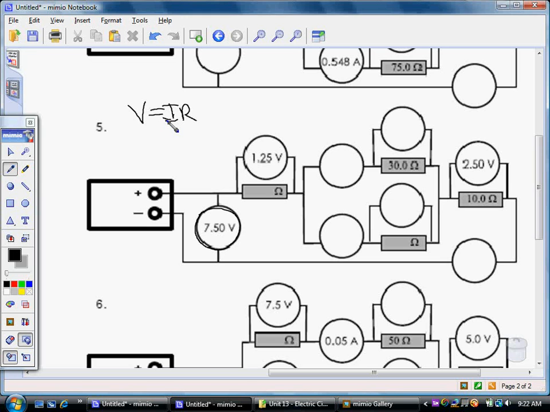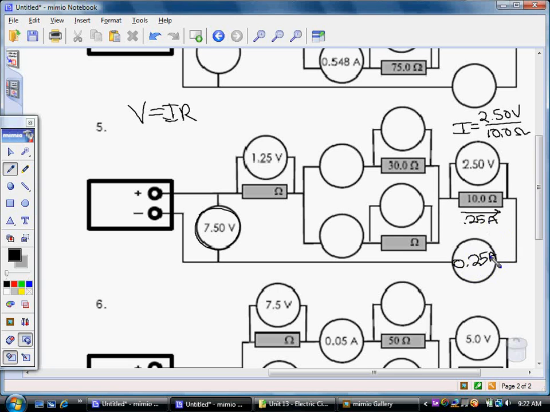So if I want the current that's going through this resistor, all I do is I take I equals V over R, which is going to be 2.50 volts over 10.0 ohms. And from that I get 0.25 amps. All right? So the current that goes through that resistor is also going to be the current that goes through this meter here at the bottom that it returns to the power supply. So that is going to be 0.25 amps.